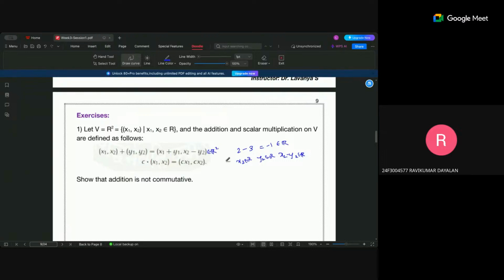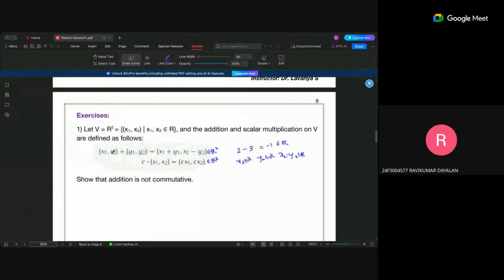Also, this is the usual scalar multiplication. So you know that this is also closed under scalar multiplication. Now, what about the very first property, addition? Is it commutative or not? Let us check that.